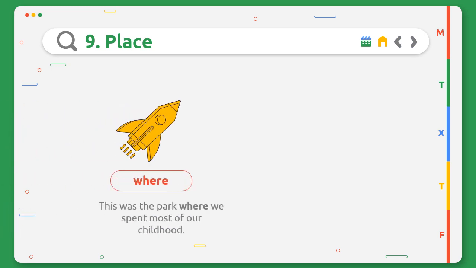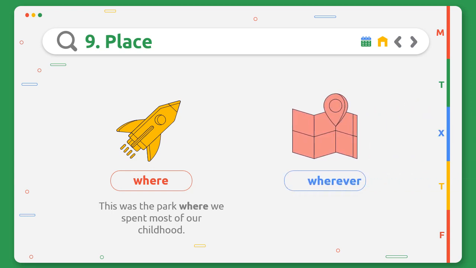We have now come to the final category of subordinating conjunction, which is place. This category is pretty straightforward as it refers to locations, whether they are specified or non-specified. For example, "where". This was the park where we spent most of our childhood. Next, "wherever". Wherever he goes, John is quick at making new friends.